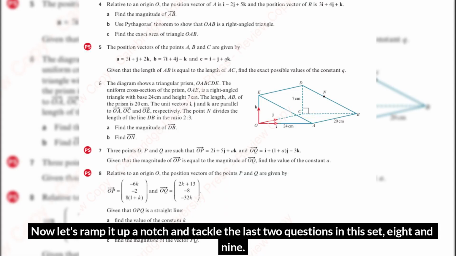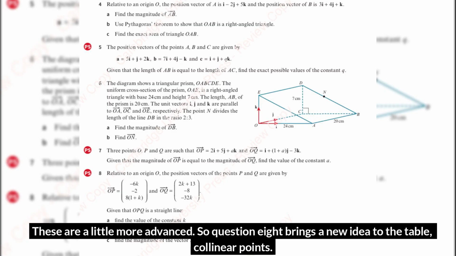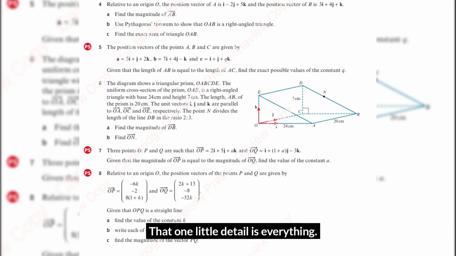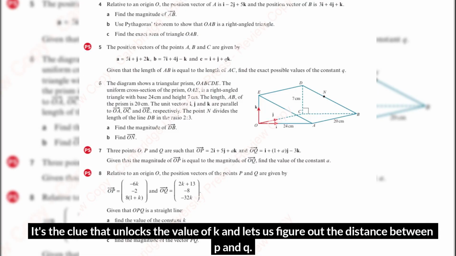Now let's ramp it up a notch and tackle the last 2 questions in this set, 8 and 9. These are a little more advanced. So question 8 brings a new idea to the table, collinear points. All that means is that 3 points, in this case the origin O, P, and Q, all lie on the exact same straight line. That one little detail is everything. It's the clue that unlocks the value of K and lets us figure out the distance between P and Q.